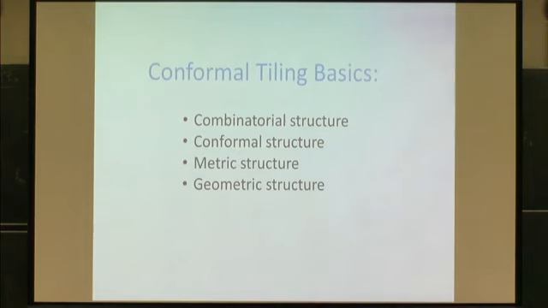So in conformal tiling, I picture these structures layered on top of it. There's the underlying combinatorial structure. We'll have complexes that give us just the combinatorics. Then we'll put a conformal structure on those. We get a metric structure out of a little function theory, and then we get a geometric structure out of the Riemann mapping theorem.